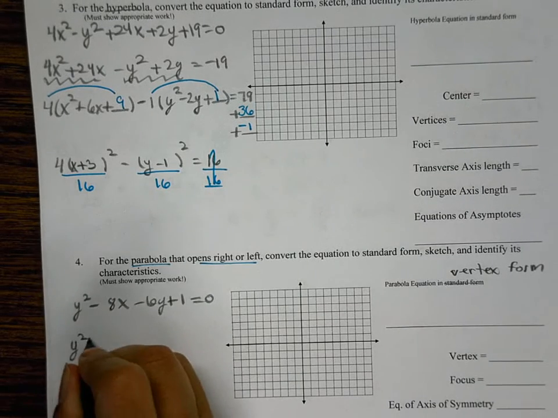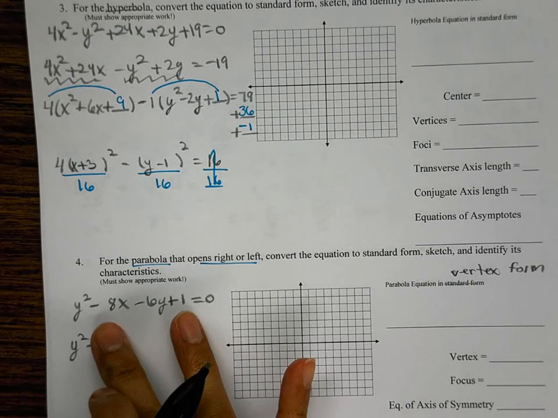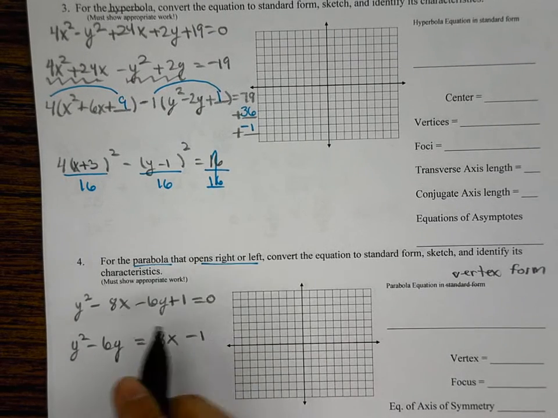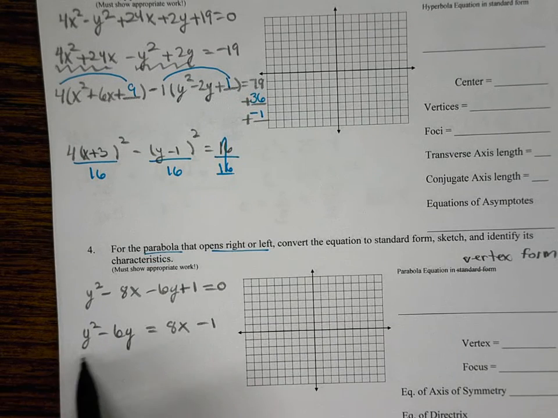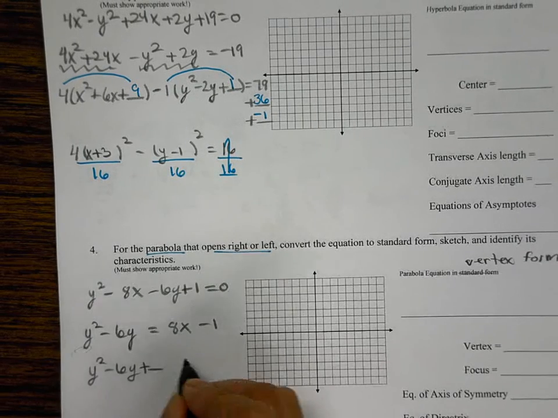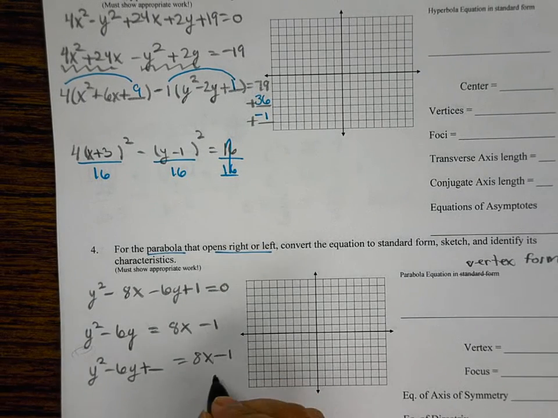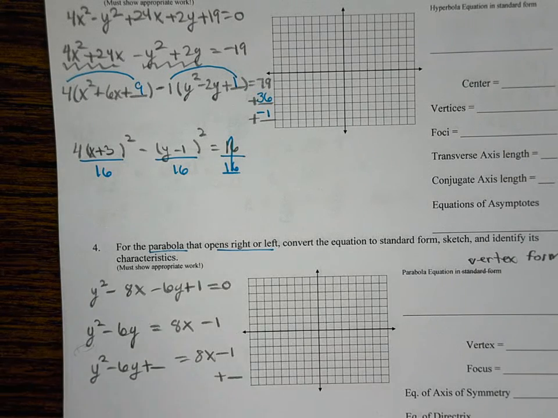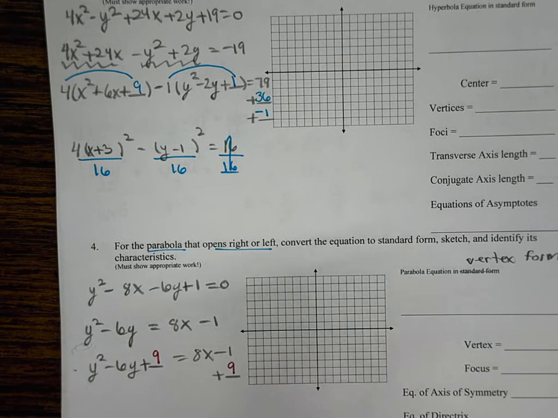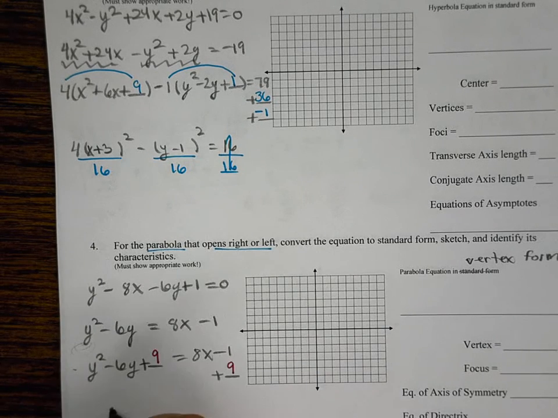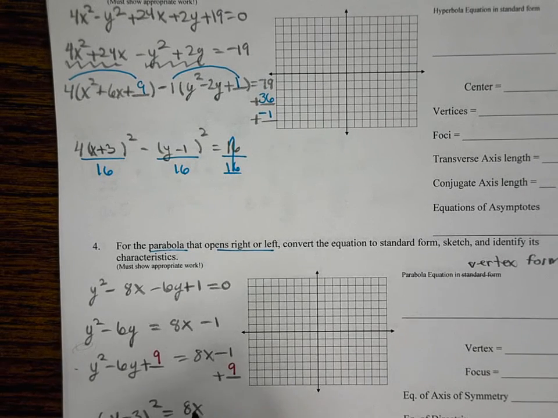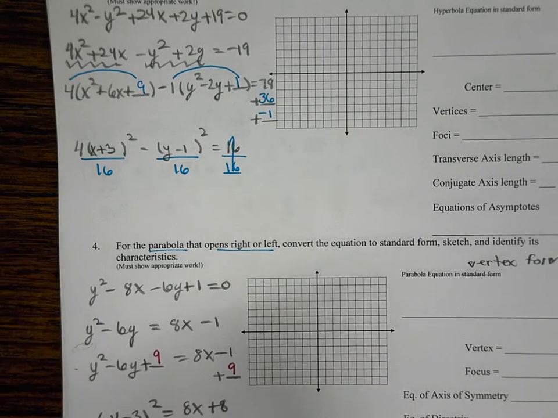So y squared minus 6y, and anything that's not a y goes to the other side, equals 8x minus 1, positive 8x minus 1. There's no leading coefficient to factor out, so I'm going to go straight to my blanks on both sides. Negative 6 cut in half is negative 3, and negative 3 squared is 9. No number in the front. And I get y minus 3 quantity squared equals 8x plus 8. I will let you finish from here.